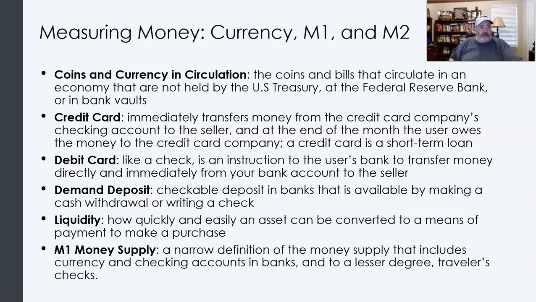All right, some more definitions. Two different ways we measure money, M1 and M2. We'll talk about each of those. All right. Obviously, the coins and currency in circulation is just a reference to the coins and bills that circulate in the economy, right? This is money that's not held by the Treasury or the Fed, or in bank vaults for that matter. It's not deposited anywhere. It's in our pockets. It's in our change jars. It's in the cushion of the living room sofa. That money in your purse, wherever it might be.